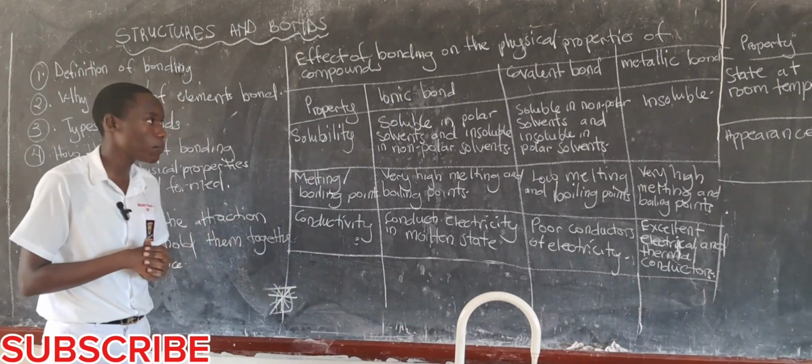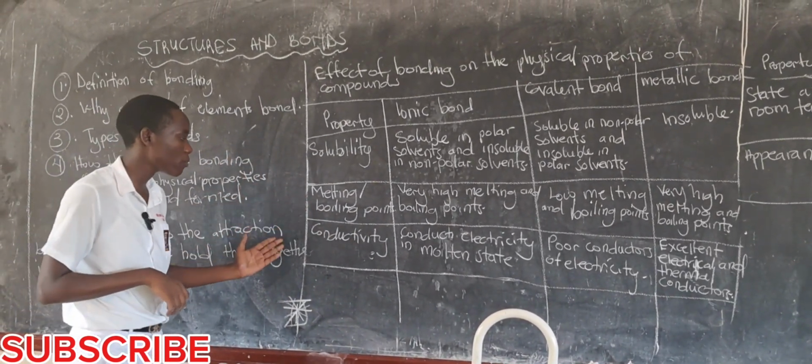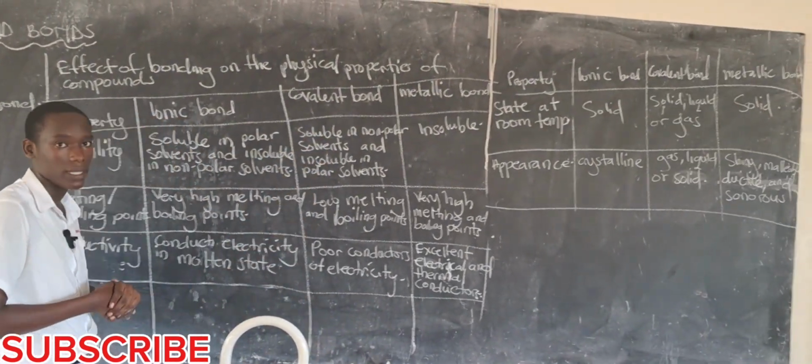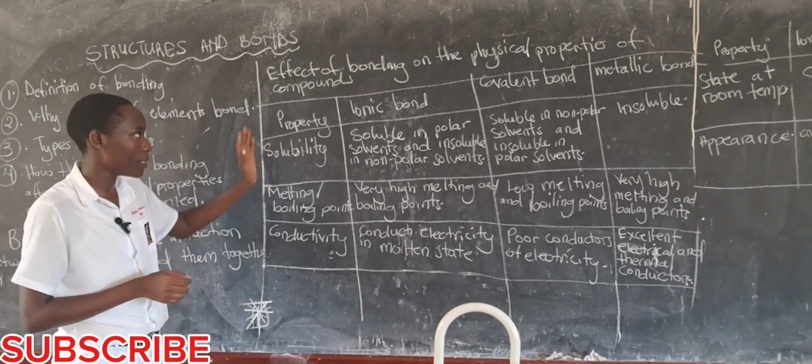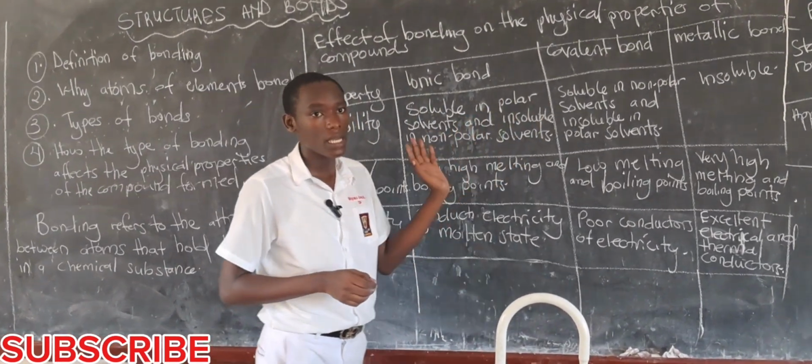For example, the physical properties we are talking about are the solubility of a substance, the melting or boiling points, the conductivity, the state at room temperature, and the appearance. So we shall look at each bond and how its properties are affected.